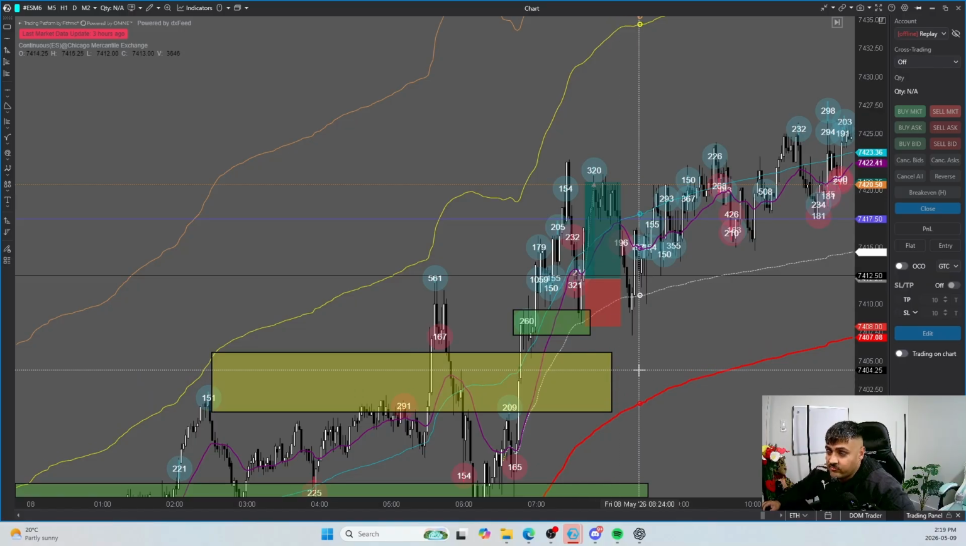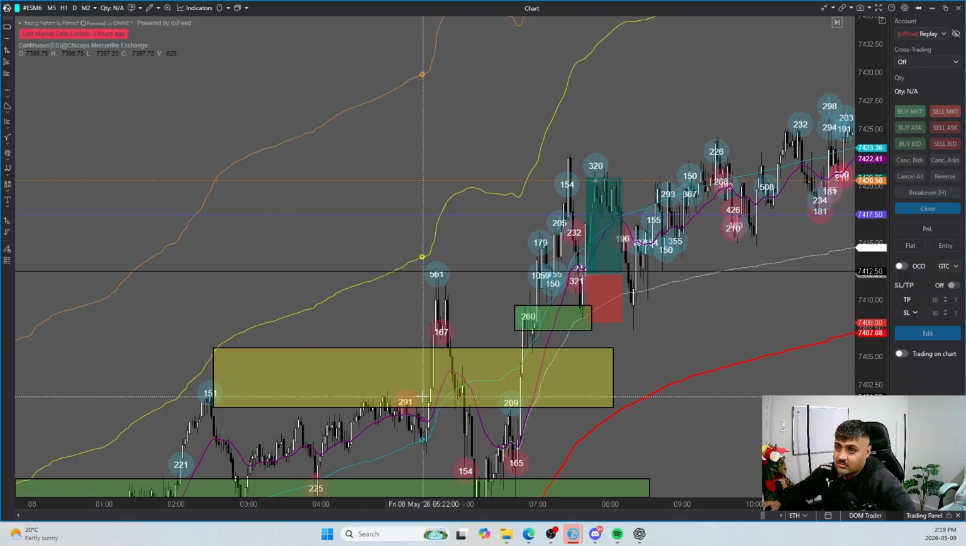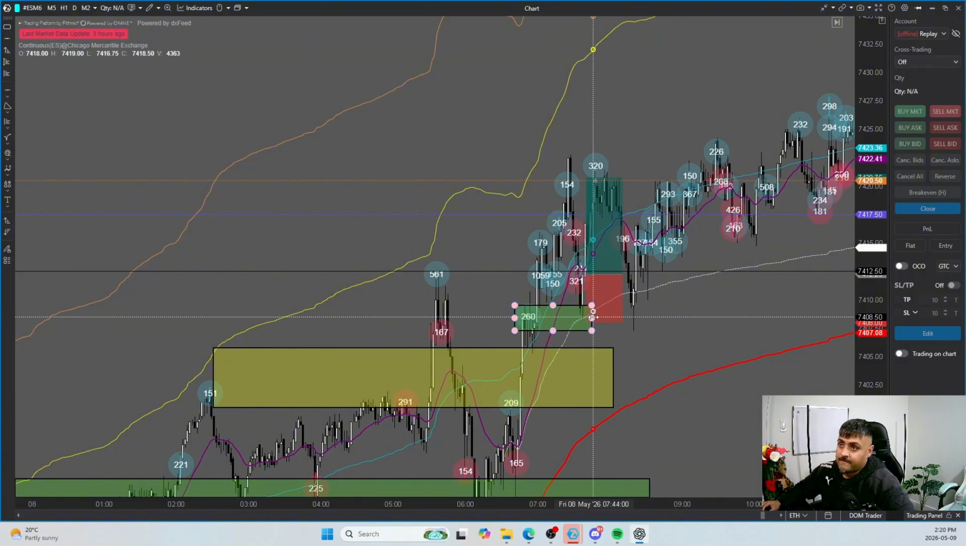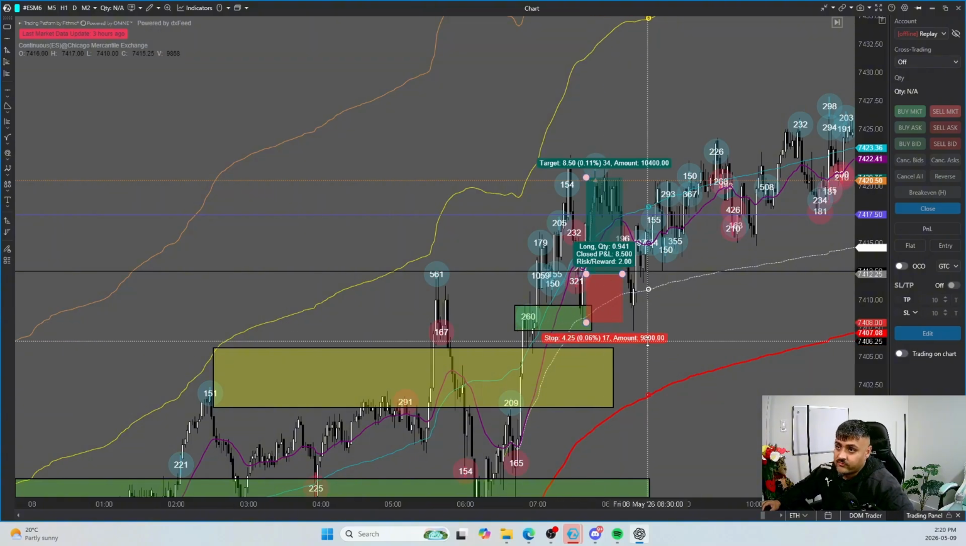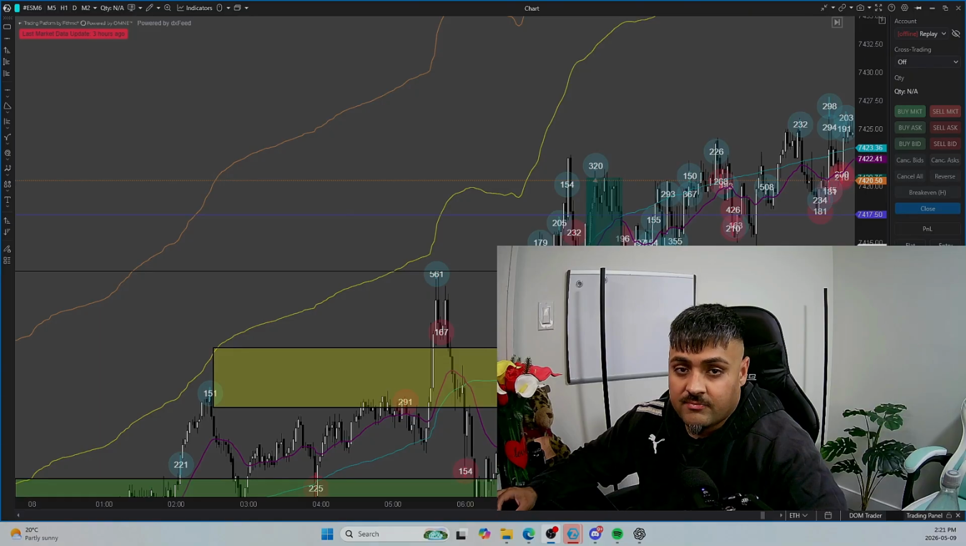But using VWAP, LVNs in combination, order flow, big trades, I mean, there's so many tools that we can use nowadays. We're living in such an era that we have to use all these tools to our benefit. So we have to make these tools work for us the best way possible. Hopefully that breakdown helped you understand how I'm using VWAP, LVNs, and order flow to my advantage.